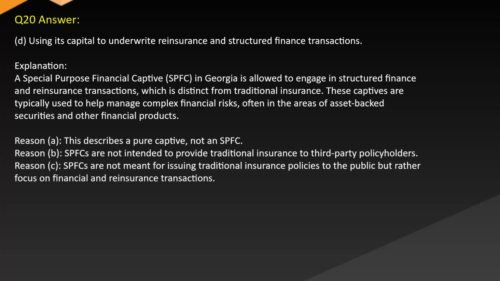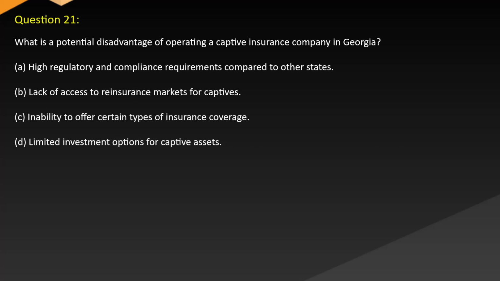Reason A. This describes a pure captive, not an SPFC. Reason B. SPFCs are not intended to provide traditional insurance to third-party policyholders. Reason C. SPFCs are not meant for issuing traditional insurance policies to the public but rather focus on financial and reinsurance transactions. Question 21. What is a potential disadvantage of operating a captive insurance company in Georgia?